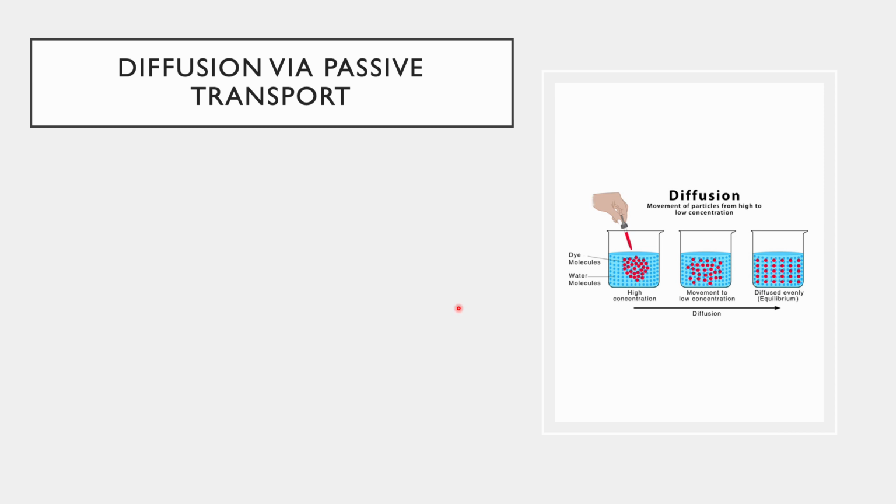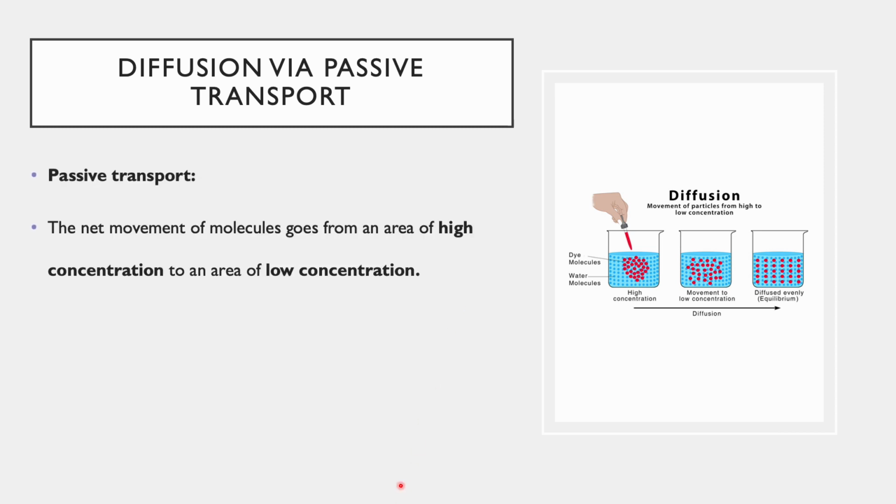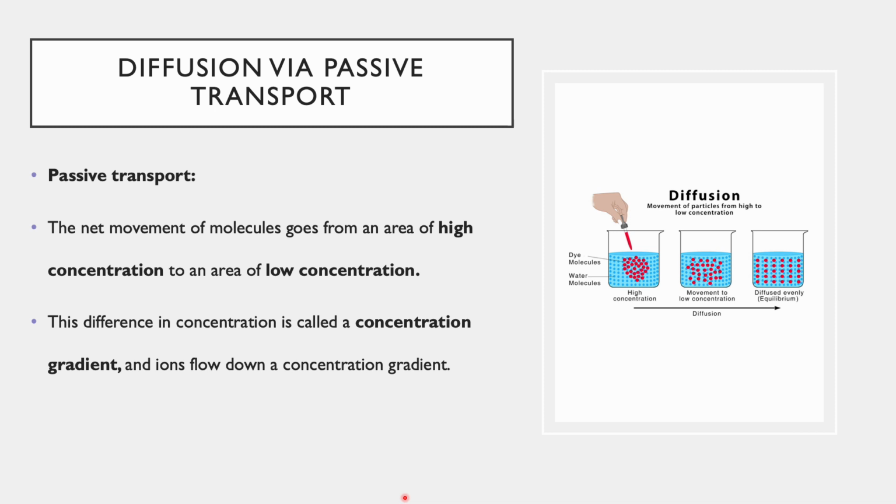First, let's talk about passive transport. Passive transport is the movement of molecules from an area of high concentration to an area of low concentration. For example, if we were to drop dye in water, the dye molecules would be highly concentrated in this initial area. But once the dye molecules dissolve and mix into the water solution, they will go from an area of high concentration to low concentration to create a homogeneous solution.